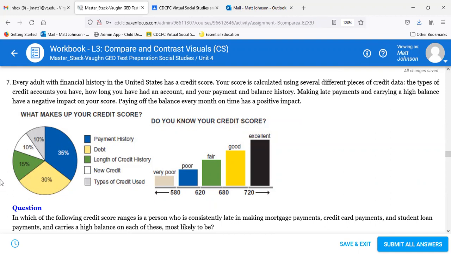New credit: if you suddenly get a new credit card and a loan and this and that, that's going to make your credit score dip, because it's a concern for lenders. All of a sudden you're getting a bunch of new credit. And then types of credit used. Do you have a mortgage? Non-revolving versus revolving credit comes into play. How many car loans do you have in your household? How many credit cards do you have? It may make you more of a risk, even if you keep managing your payment history. A lending agency is going to take that into account, and it affects your credit score if you use a lot of different types of credit.